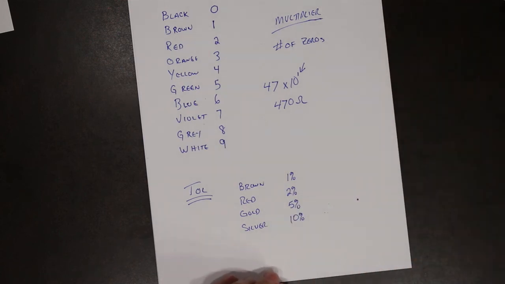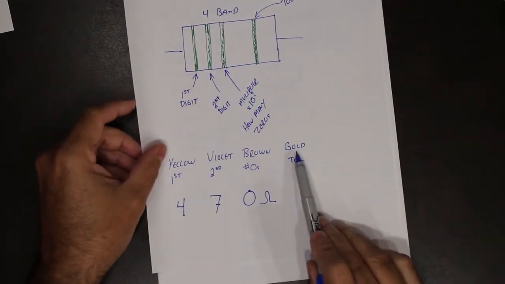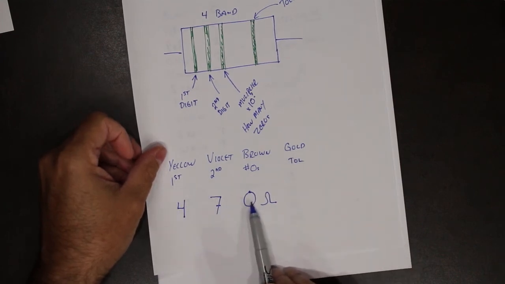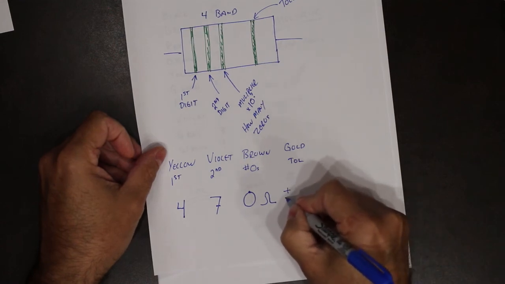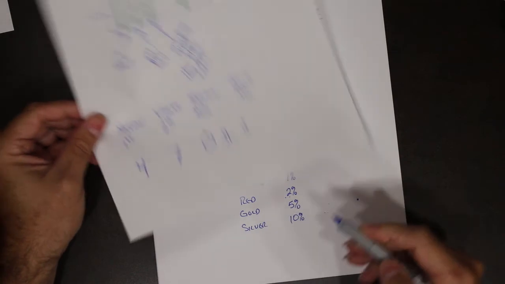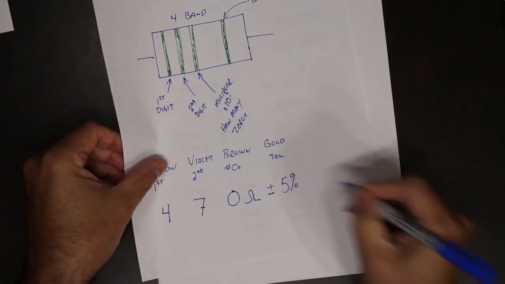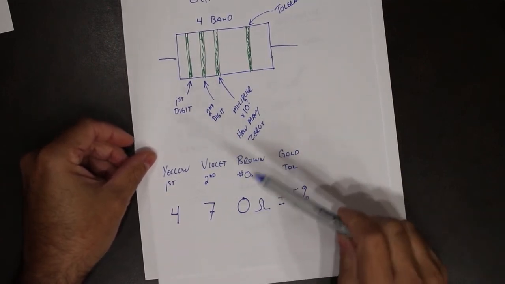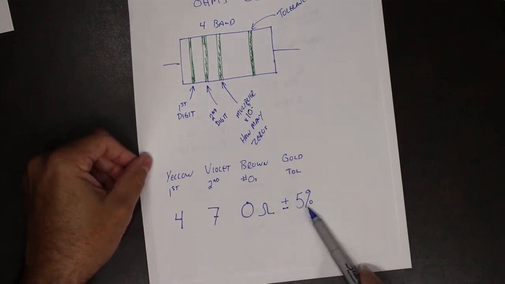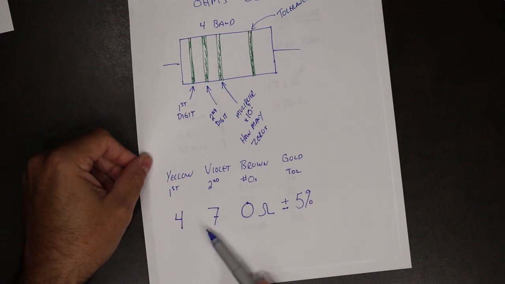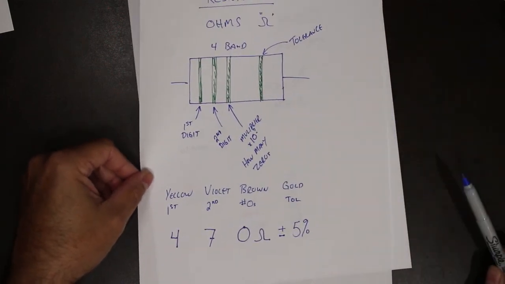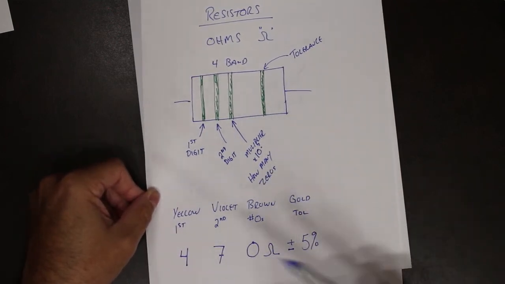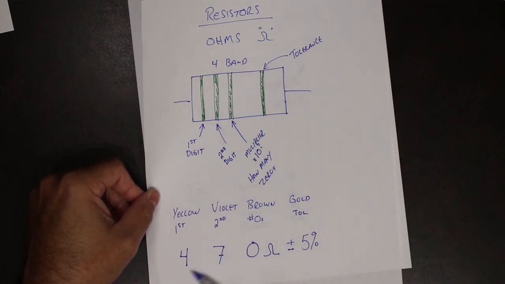So, back to our example. Our example was gold. So our value for the resistor is 470 ohms plus or minus 5%. So that means that every resistor that is manufactured on that day, that's a gold band resistor, will be within 5% of 470 ohms. That's what the manufacturer tells you. Okay, so the manufacturer will tell you that the resistors that were spitting out that day are within 5% of this value.